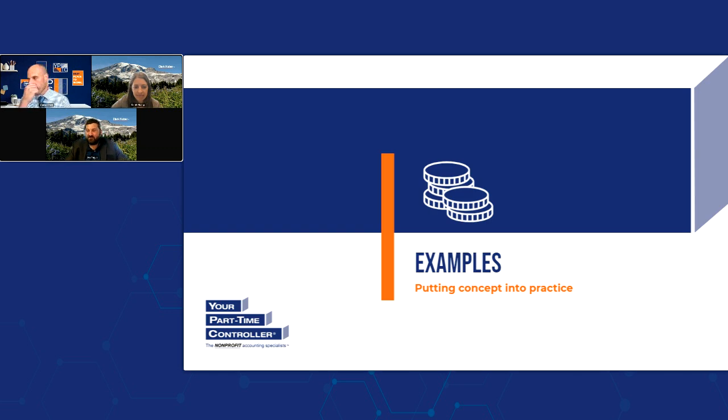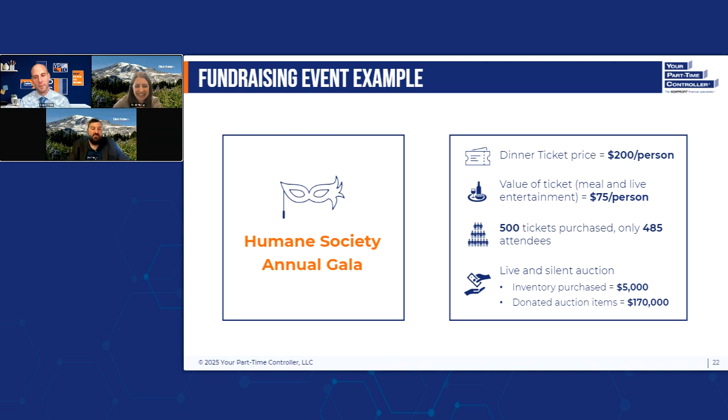Yeah, so we've been theoretical and now we get to make it real. In this first example, we have the Humane Society annual gala. They're charging ticket prices of $200 a person to attend. The fair value of that ticket is $75 a person. 500 tickets have been purchased, but only 485 people attended. And there's going to be a live and silent auction component. For that auction, the organization was able to procure $170,000 of donated goods, and they purchased $5,000 of goods for the auction.